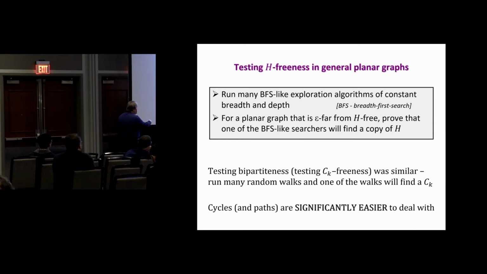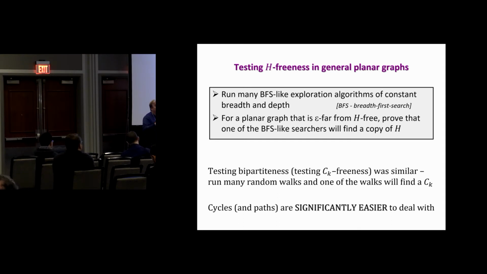And as I was saying, testing bipartiteness was very similar. The algorithm was essentially doing this in a simpler way because it was not doing anything like a BFS search. It was just doing a random walk. Because all we wanted to do for bipartiteness was to find whether it's C_k-free for odd k, we were just looking for random walks, and if one of them found an odd length cycle, we're done.